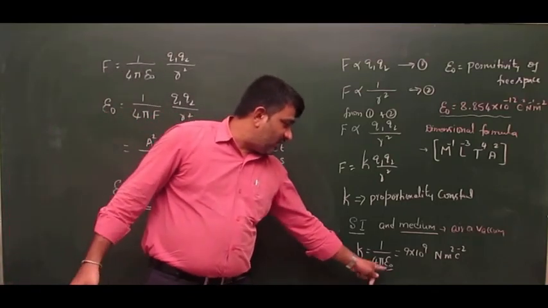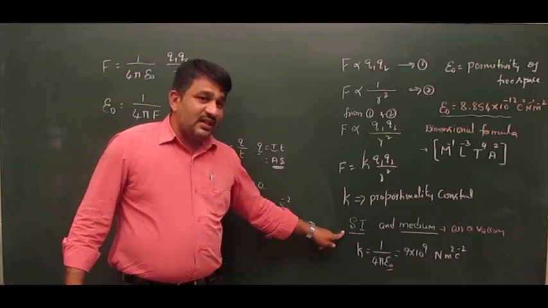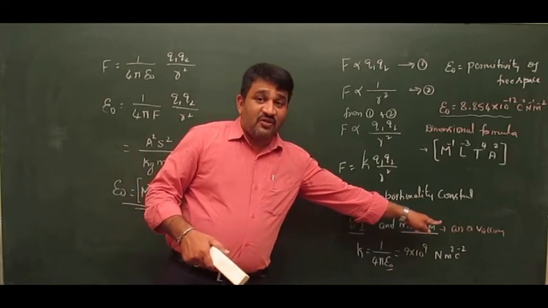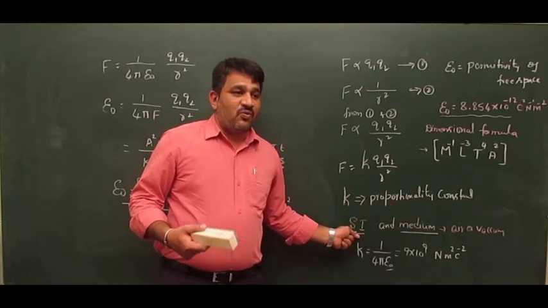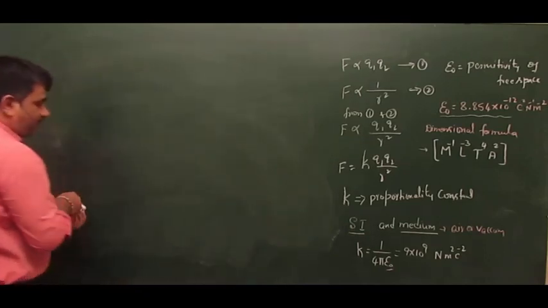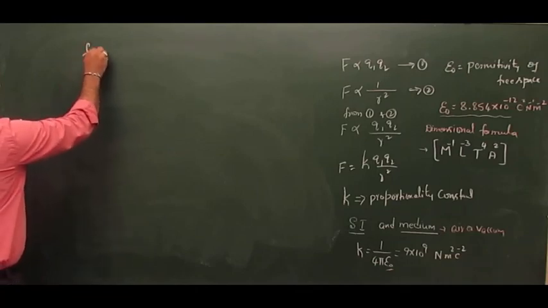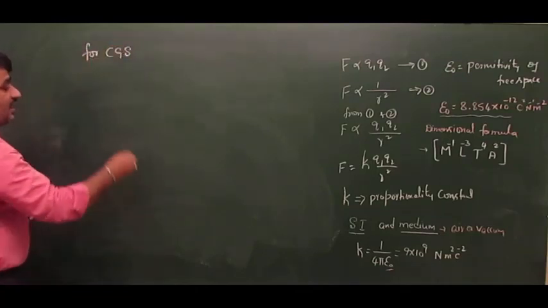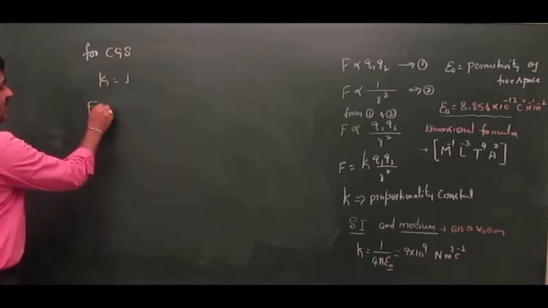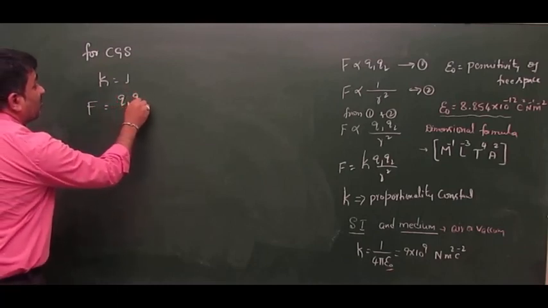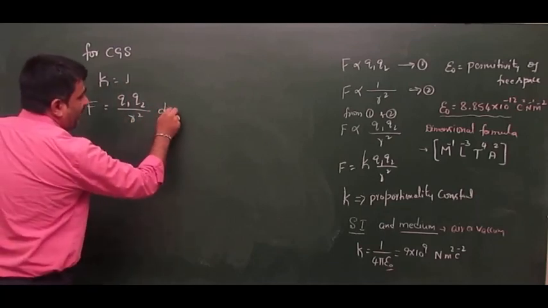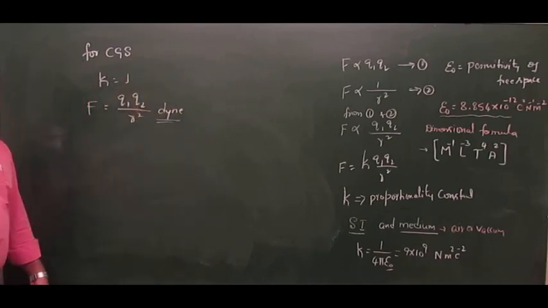Similarly, epsilon naught here, k value depends on the units that we are using, that is SI unit and medium air or vacuum. Similarly, in case of CGS system, what happens? For CGS system, K is equal to 1. K is equal to 1, so what about force? F is equal to, directly we can write Q1 into Q2 divided by R square. In CGS system, unit is dyne.